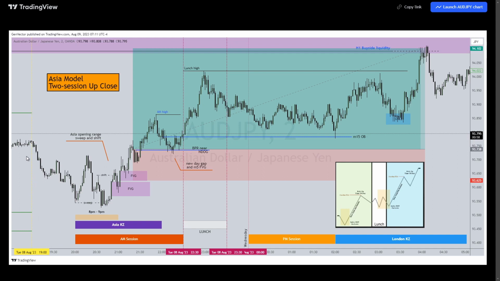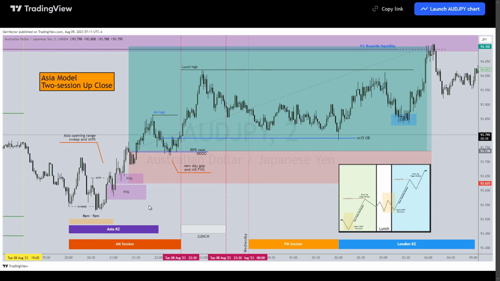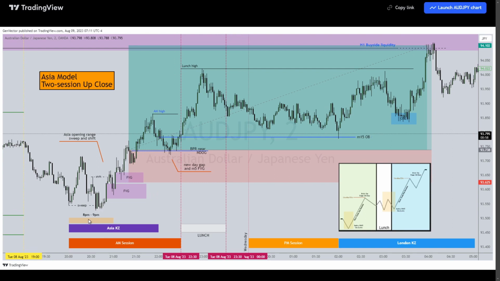So previous session framing is here. We see that we are not breaking the previous session lows, but really what I want to focus on is getting into the Asia model kill zone. So here we have 8 p.m. to 9 p.m. We do not want to try and trade 8 to 8:30. We wait for price to show its hand.